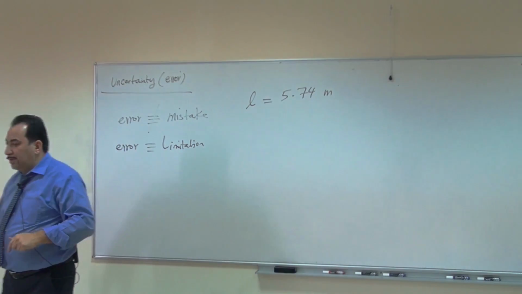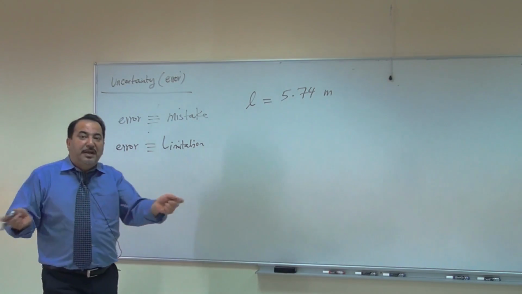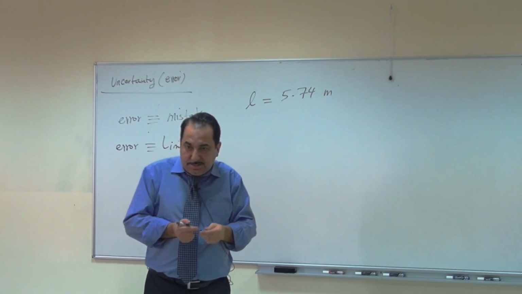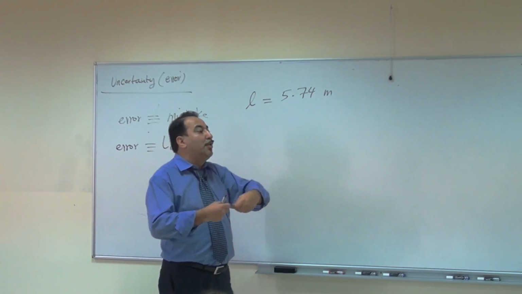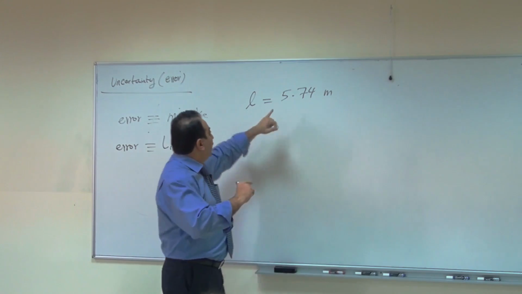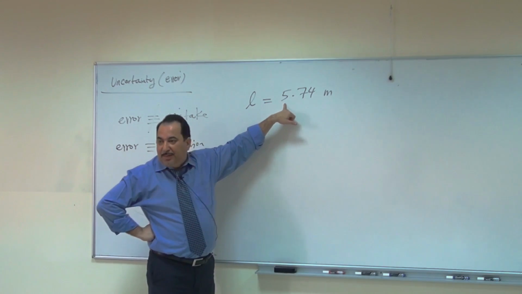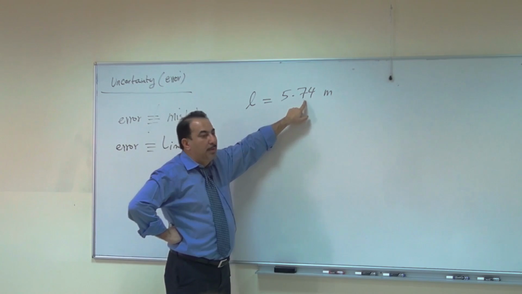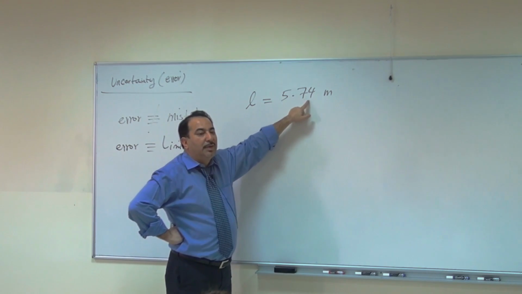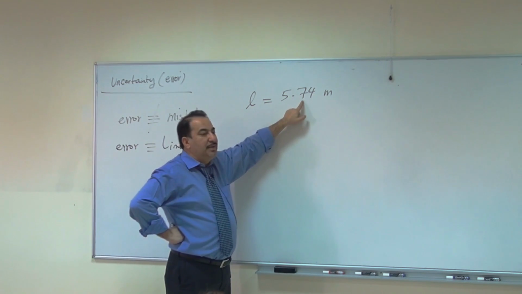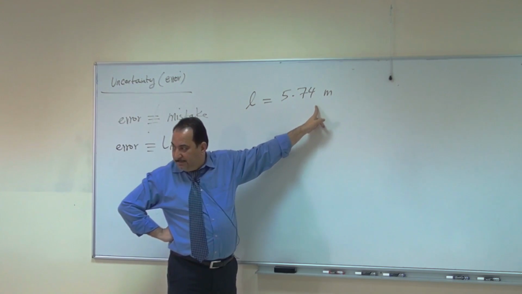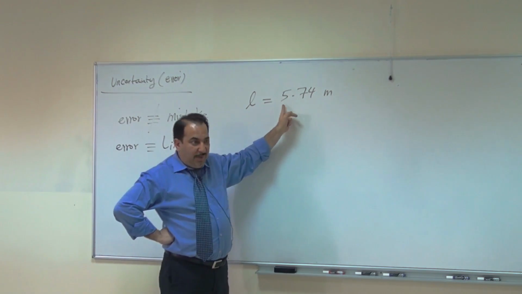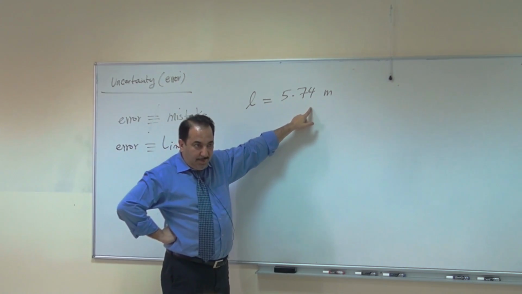Why are you not sure? Because the measuring tape you used has limitations, yeah? What is the limitation on the normal measuring tape? Look at the figure here. 5 means 5 meters. What's this? 74 centimeters. 5 meters and 74 centimeters.